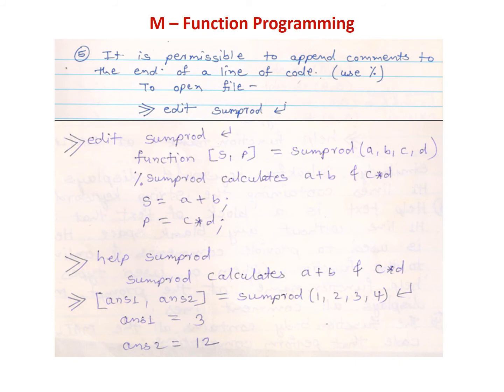Now to execute, enter the command within square brackets: ans1 comma ans2 is equal to sumprod(1, 2, 3, 4). Now it displays ans1 is equal to 3, which is the sum of the first two arguments, and ans2 as 12, which is the multiplication of the last two arguments.